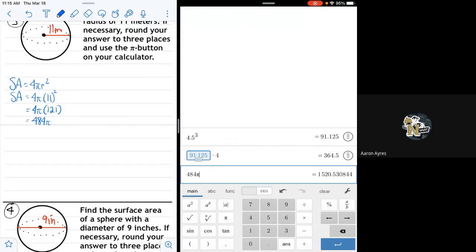484 pi. I get 1,520.53. I see a lot of nods. Are we clear with how we got that? Great. Okay, so 1,520.53. Okay, and this is surface area. Area is square units, so it's going to be meters squared. And the nice thing is that you don't have to worry about the units. Okay, just give me that number. That's all I need.